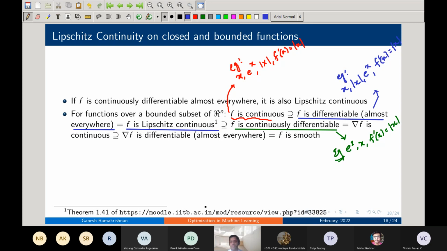So it has shrunk, and we have dropped absolute value of x. And it turns out that this is the same as saying that the gradient of f is continuous. And then a subset of that happens to be that the gradient of f is differentiable almost everywhere. Now we have a problem with absolute value of x, that you can't even talk about differentiable almost everywhere. Okay, so let's go to the next, which is this one.